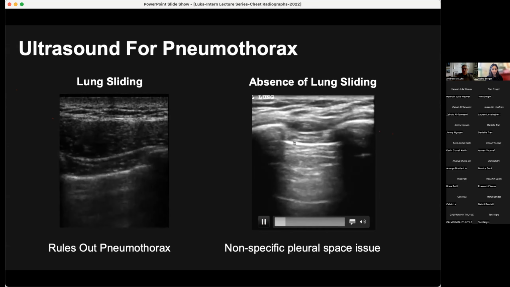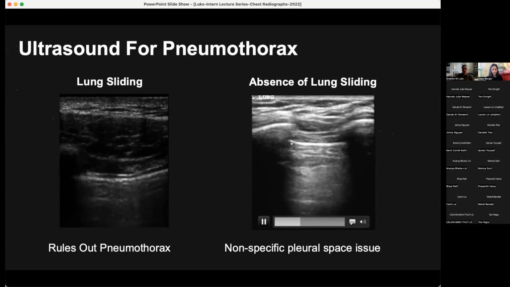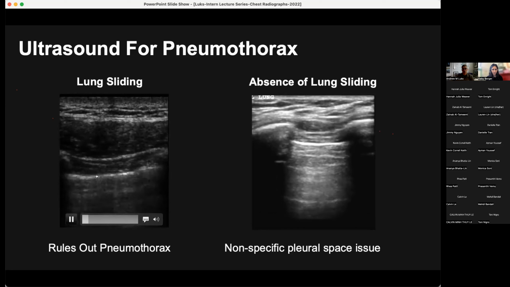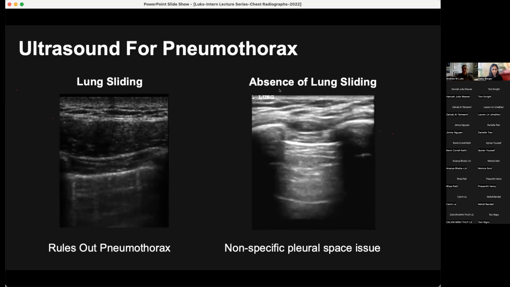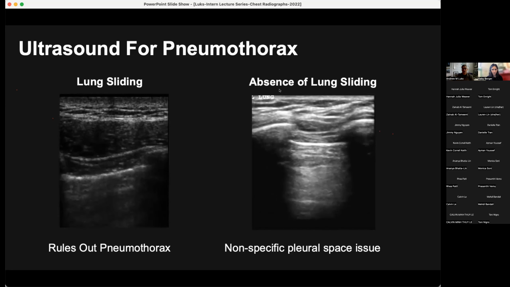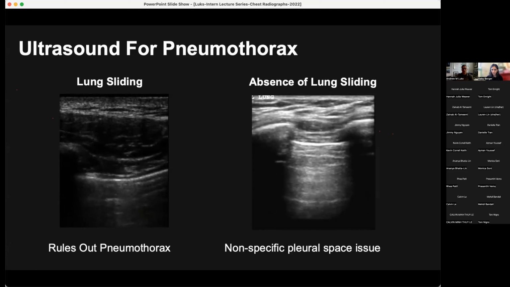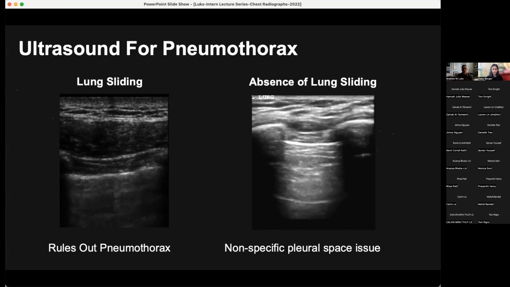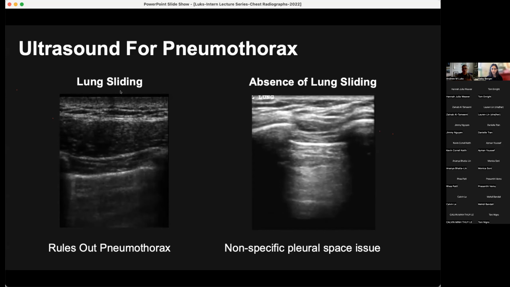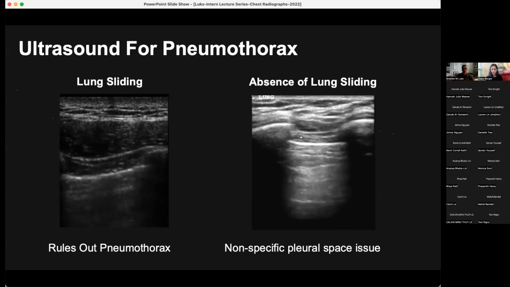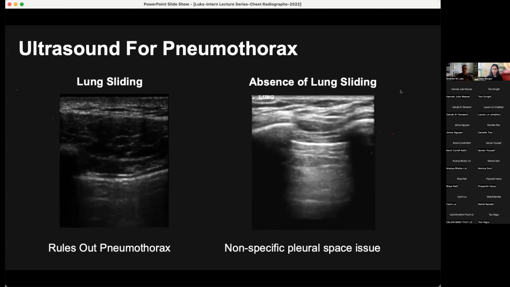If, however, you see a situation like you have here on the right, where you see the pleural line, this bright white line here, but there does not appear to be any movement similar to what you're seeing here on the left, that's the absence of lung sliding. It doesn't confirm the presence of pneumothorax. What it tells you is there's some problem in the pleural space, whether there's pleural thickening from inflammatory tissue, pneumothorax, or pleural effusion. But the presence of lung sliding is useful for ruling out pneumothorax.